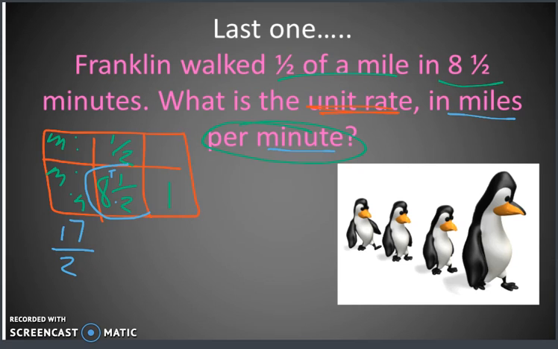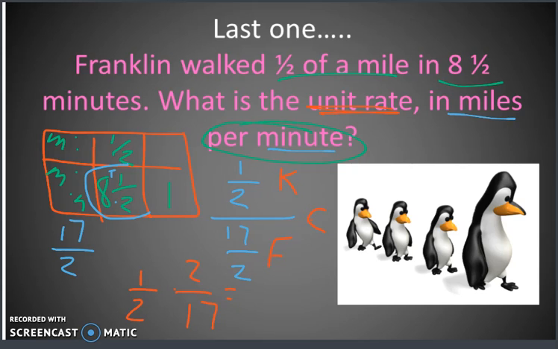So now I can solve my problem. I have my miles, which is 1/2, and I need to divide it by my minutes, which is 17/2. Remember, a complex fraction, which is this, is really just a division problem. This is really just 1/2 divided by 17/2. So we're going to keep the 1/2, change the division to multiplication, and flip the second fraction. So we're going to do 1/2 times 2/17.